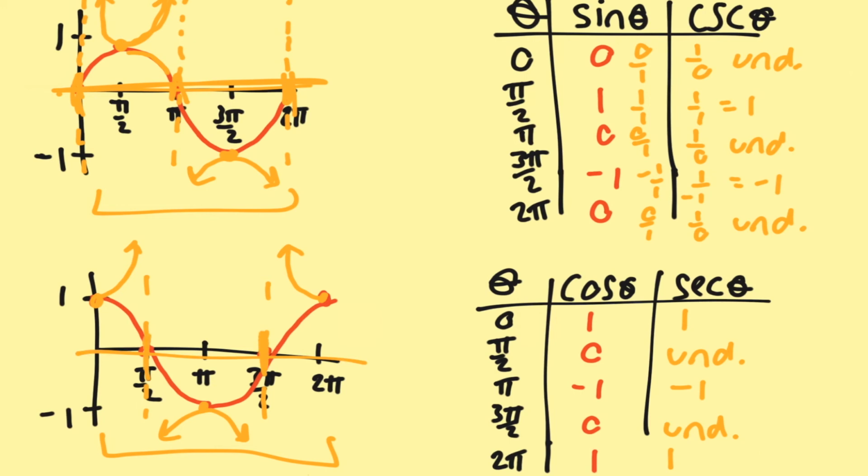And then anytime there's a max for sine or a max for cosine, there's going to be a min for cosecant or a min for secant. And anytime there's a min for sine or cosine, there's going to be a max for cosecant and secant.